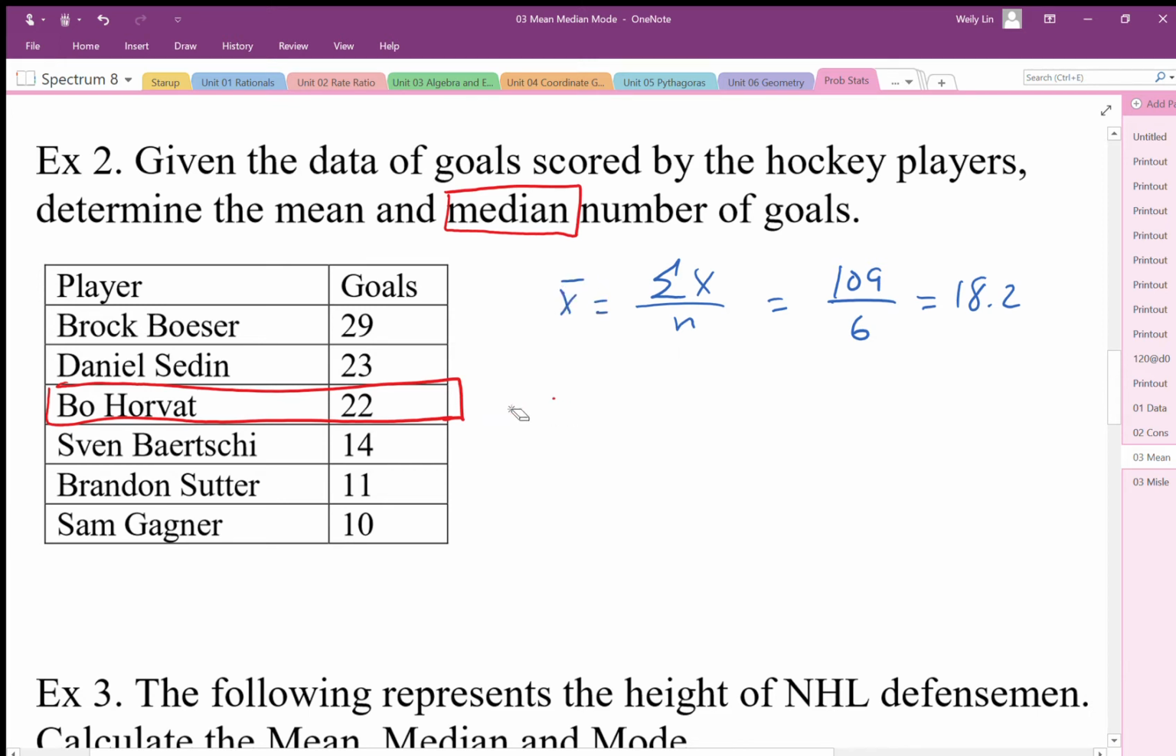The median, I made a mistake here because there are actually 6 people here. So when there's an even number, my median looks like this. I take the median, which is then going to be the average of the middle 2 guys. So the average of those middle 2 guys is going to be 18. Okay, so the median number of goals is 18 goals.